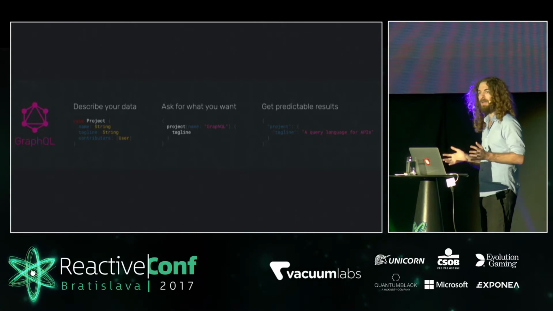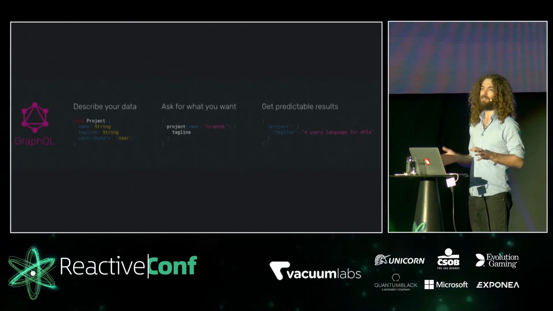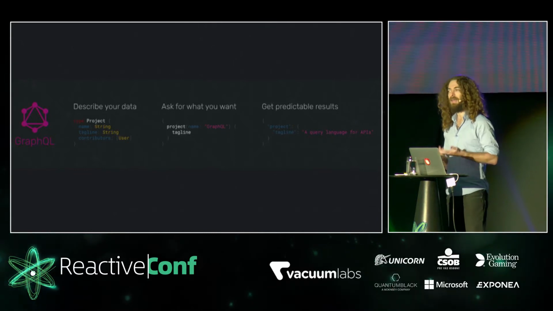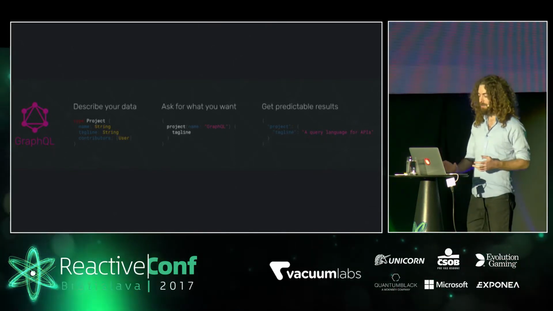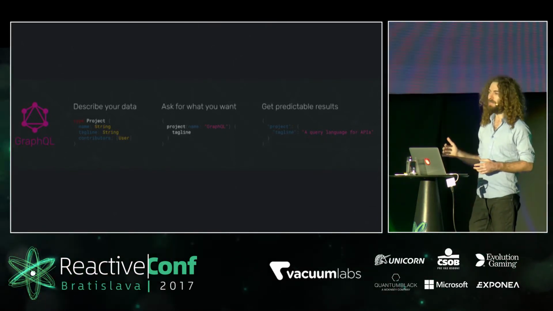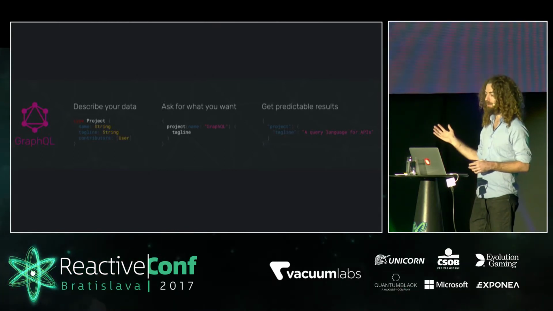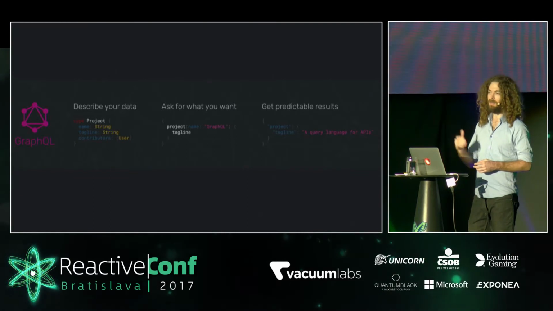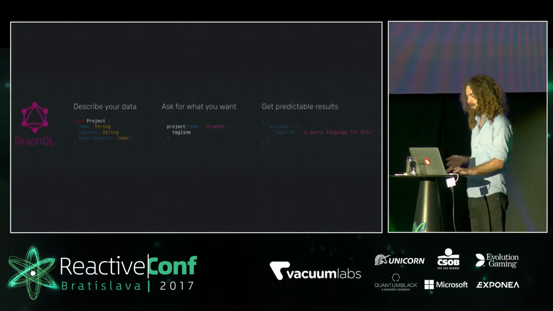So GraphQL is a query language. That's it, just a query language. You can query data. Which data? Any data. So we'll see it right now. I can basically just describe my data in a very simple way. Then I can ask for what I want, and I get exactly that. I know what I'll get, no more, no less.